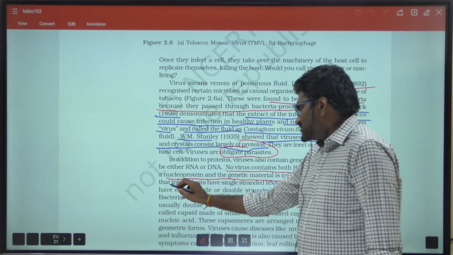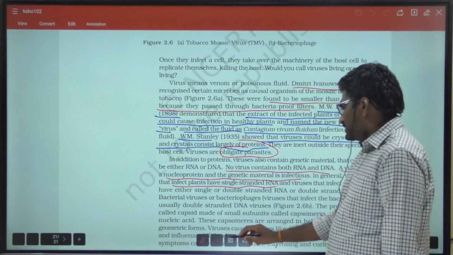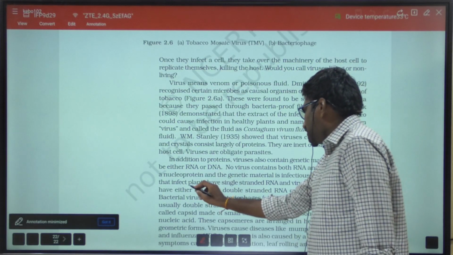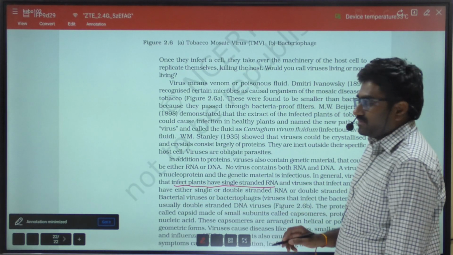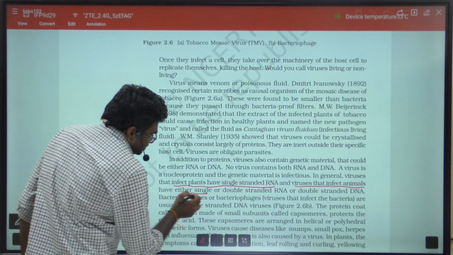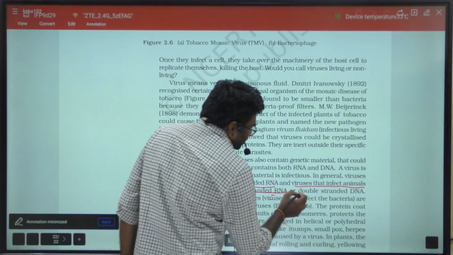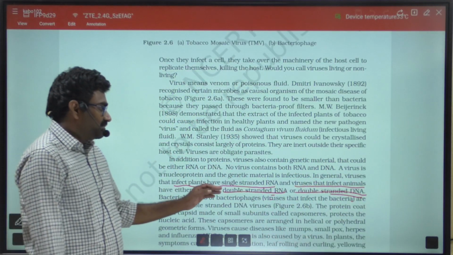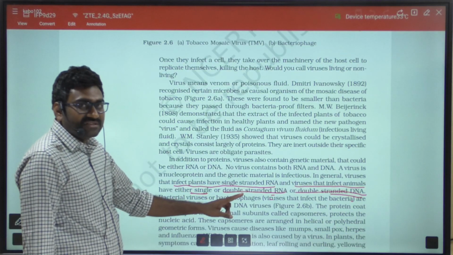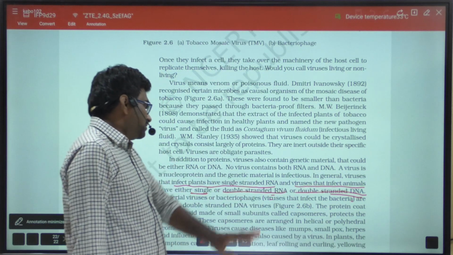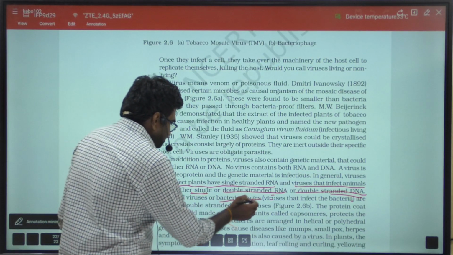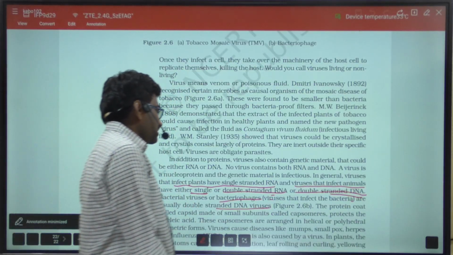In general, viruses that infect plants have single stranded RNA. Very, very important. And viruses that infect animals have either single or double-stranded RNA or double-stranded DNA. Bacterial viruses, called bacteriophages, are usually double-stranded DNA.